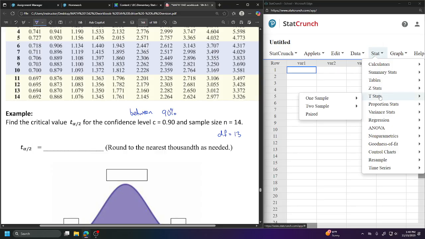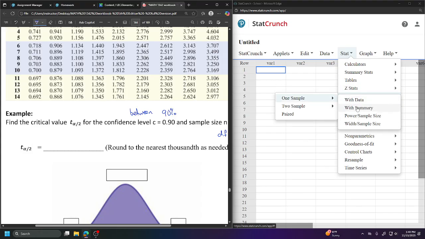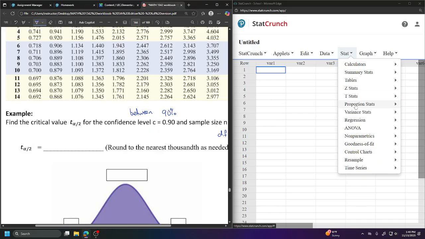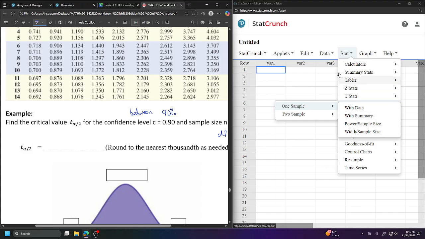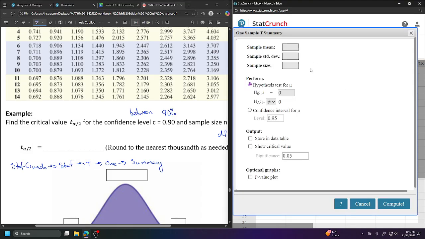Stat, t-stats, one sample, and then with summary. Stat, t-stats, one sample with summary. Oh, yes, we did proportions last time. Last time we did proportions, one sample with summary. But now we're just doing t. So you can see it's going to be a very similar thing. Let me start writing that down. So I'm going to go StatCrunch. We're going to go stat t, one sample with summary. Okay, so I'm going to click it. And we got some stuff that we're going to fill in here. We're going to keep it very basic here. Actually, you know what, guys?